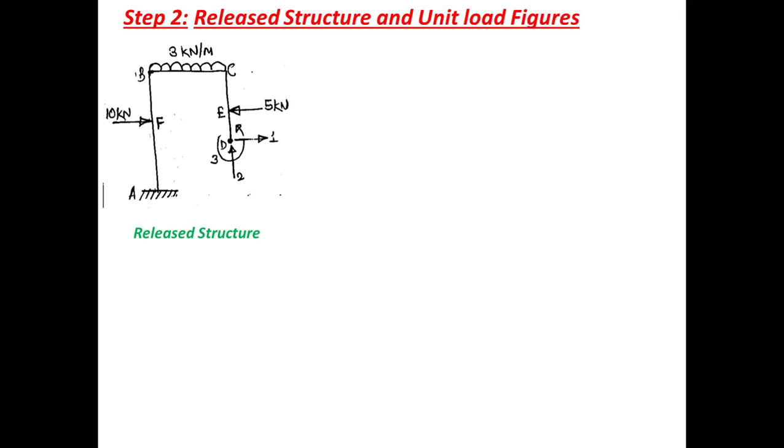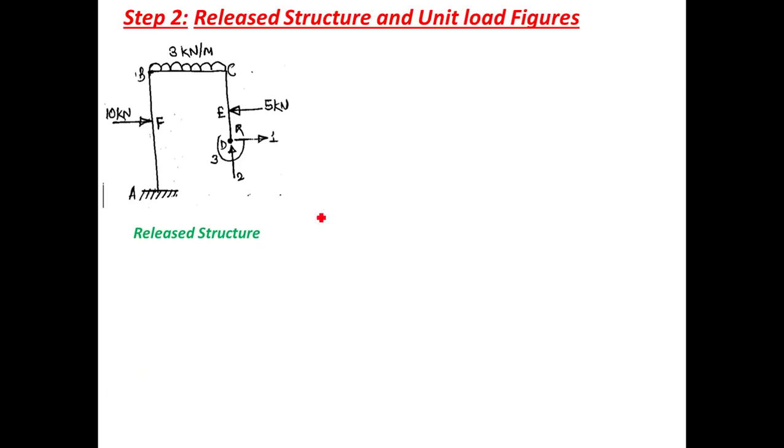So step number 2 is to draw the released structure and unit load figures. We have already discussed this many times. Released structure means, when we find out the DSI in the given portal frame, DSI means these are the additional reactions which make the given portal frame statically indeterminate. So if we remove three reactions from the given portal frame, it again becomes statically determinate. So that's why, to remove three reactions, we have removed support D from the given portal frame.